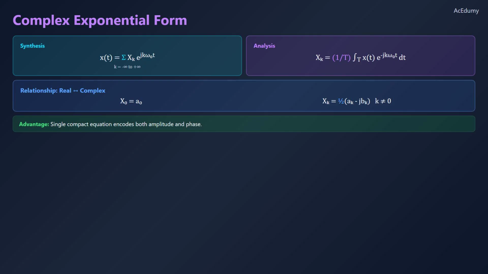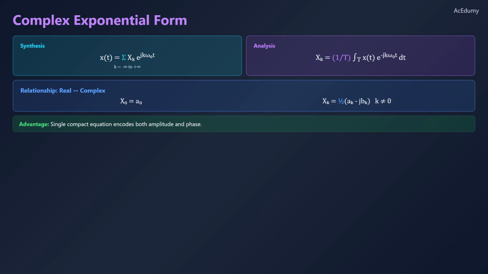We can also write the Fourier series using complex exponentials. The synthesis equation becomes x(t) equals the sum from k equals minus infinity to infinity of Xk times e to the j k omega 0 t. The analysis equation is Xk equals 1 over T times the integral of x(t) times e to the minus j k omega 0 t.